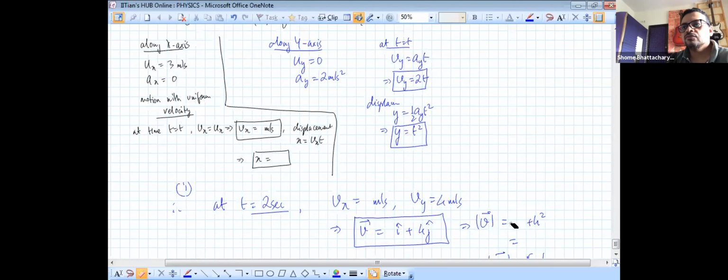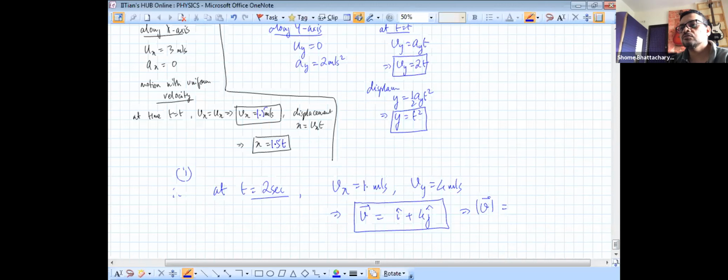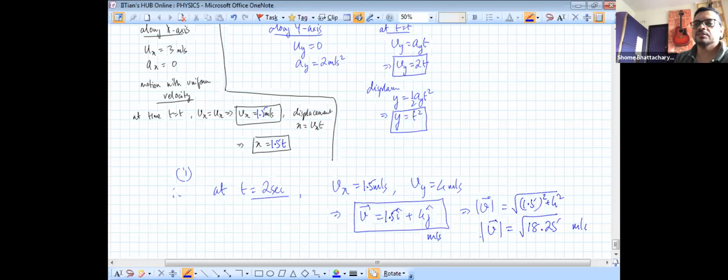Right. So how much will this be? This will be 1.5. And this will be 1.5t. So this will be 1.5, whereas this will be 4. So this will be in meters per second. So the square root of 1.5 square plus 4 square. So that is square root of 18.25 meters per second. Whereas the displacement will become 5 meters. Yeah, I'm just finishing up.